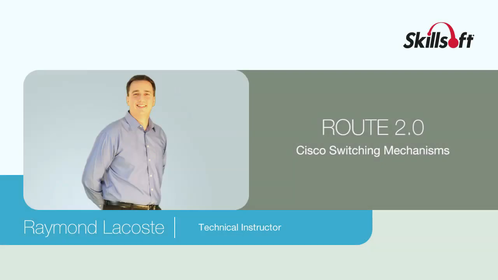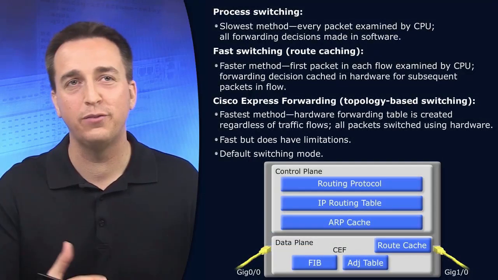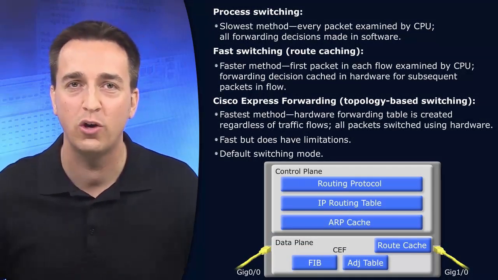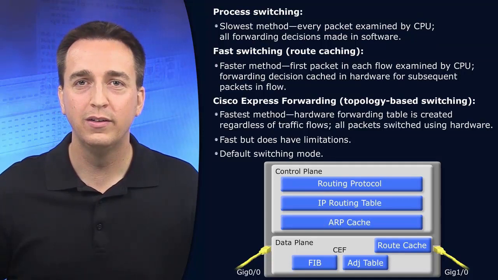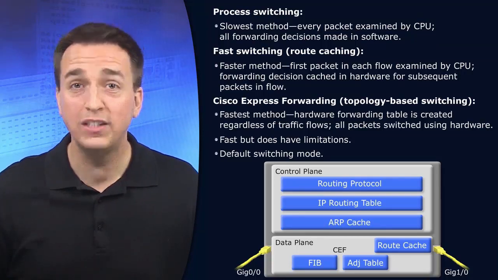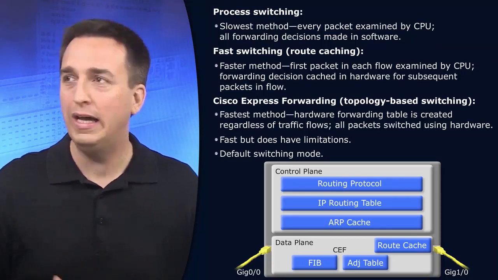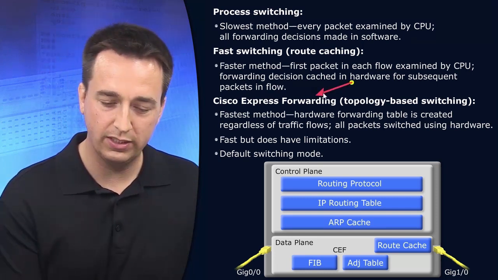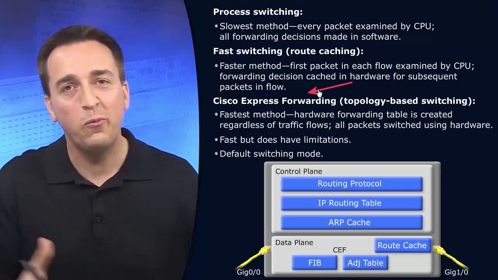We have the 3 different switching modes listed right here. Process switching, fast switching, Cisco Express Forwarding. What is on by default? What is the best switching method? Cisco Express Forwarding. That's what we want our routers to use.